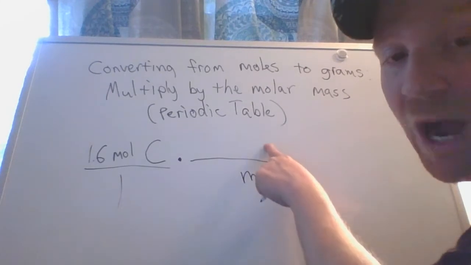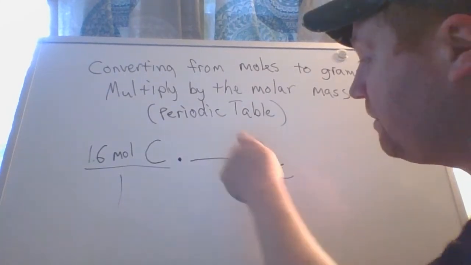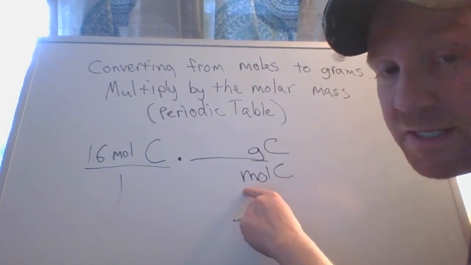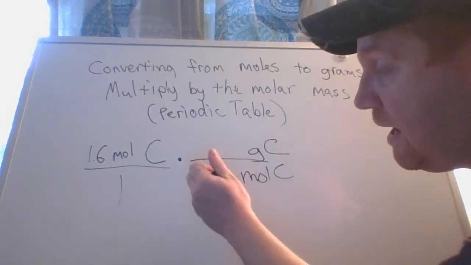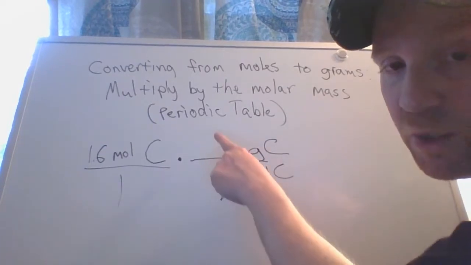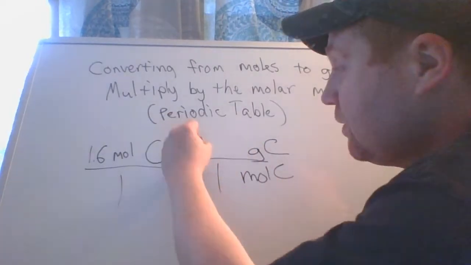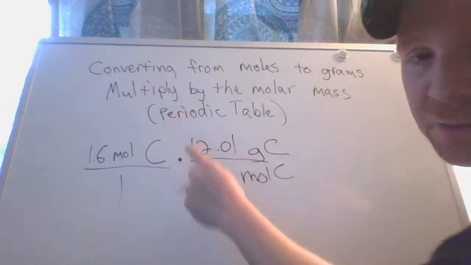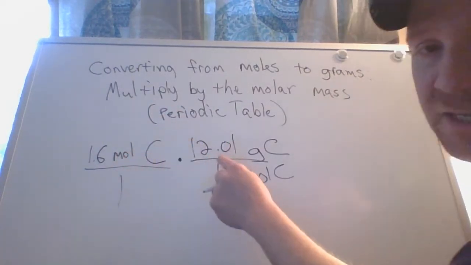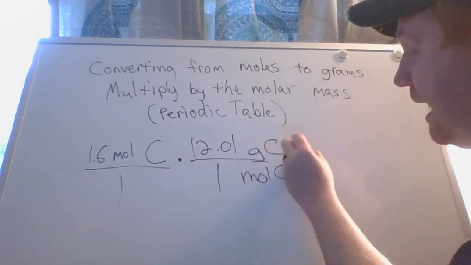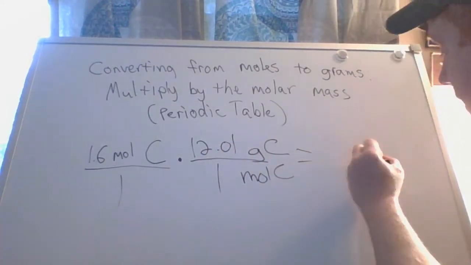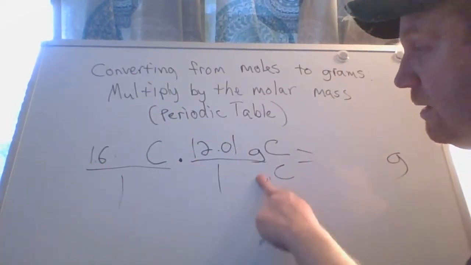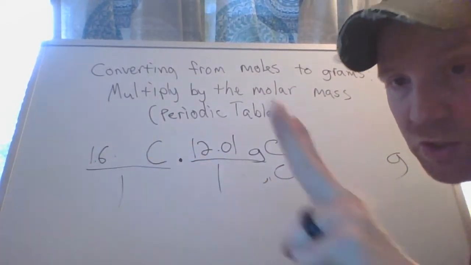Moles of carbon, and now we can go to grams of carbon. Using the molar mass from the periodic table, we can say 1 mole of carbon equals 12.01 grams, and it ends up being a multiplication problem. 1.6 times 12.01, the answer would be in grams. The moles cancel out, and the answer would be 2 sig figs.